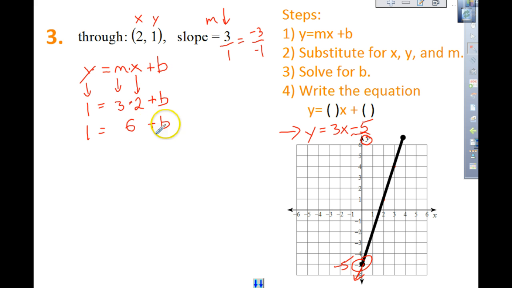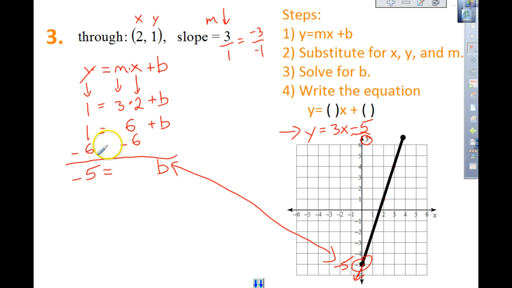Okay. 6 plus what is 1? Negative 5, just as we expected. We're getting the same thing that we got from the graph. So the big idea that I've been reiterating is that we should get the same answer regardless of what method. Counting slope, you should get an answer, but when you use the formula and you subtract, you should get the same exact answer. So, yeah, b is negative 5, right? They match, and they always will.